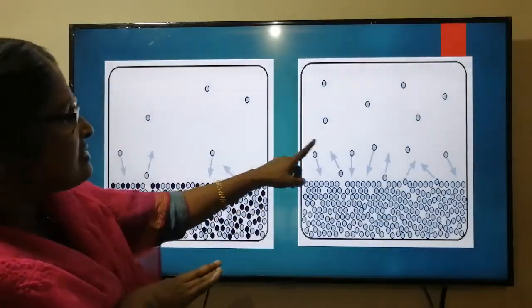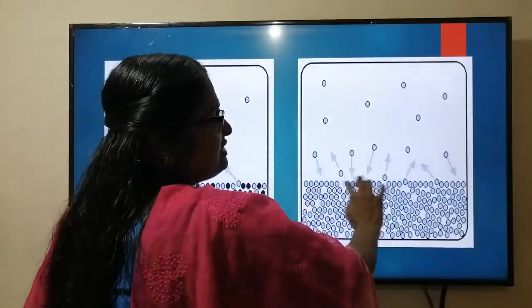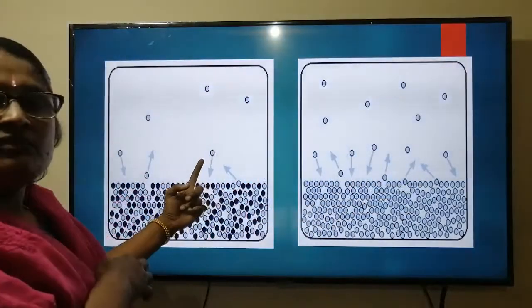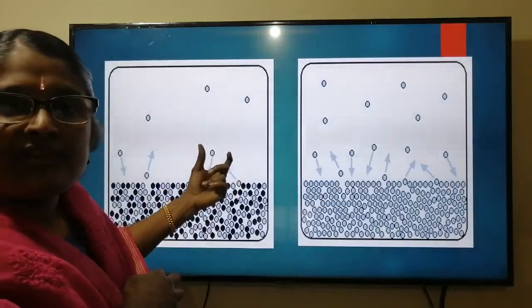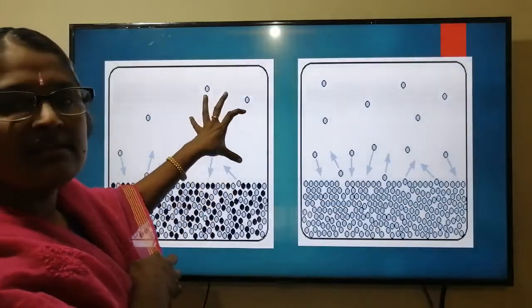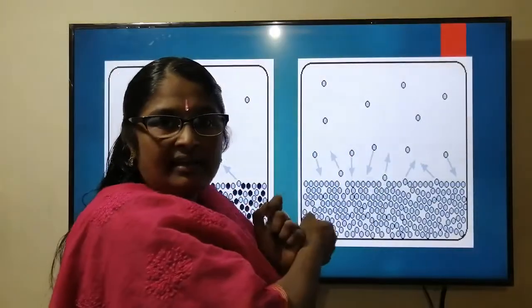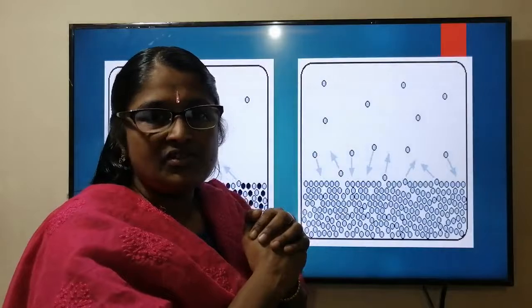Just see the atmosphere above the water level: we can see a large number of H2O molecules at equilibrium. But compared with the solution, the number of particles going into the vapor phase at equilibrium is less. So in which case is the vapor pressure high? The vapor pressure is high in the case of pure solvent.